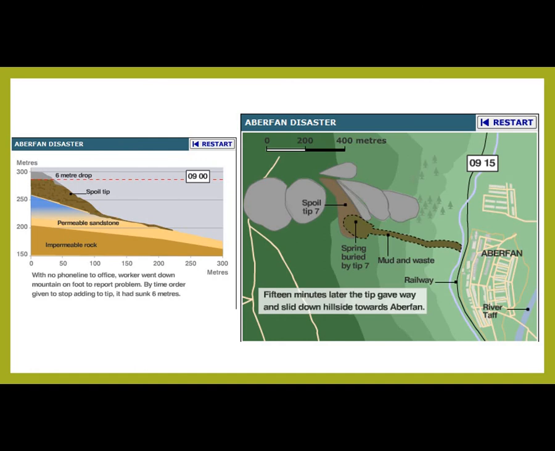Only 2 hours later, the tip has slumped another 3 meters. So you've got a 6-meter slump. This isn't looking good. The warning signals are there. But the guy on foot couldn't make it down the valley mountainside quick enough to get the warning to the village. And at 9:15, so 2 hours and 15 minutes after they noticed the first 3-meter slump, just 15 minutes after they noticed a further 3-meter slump, tens of tons, probably a few hundred tons of this spoil tip slid down onto the town of Aberfan.